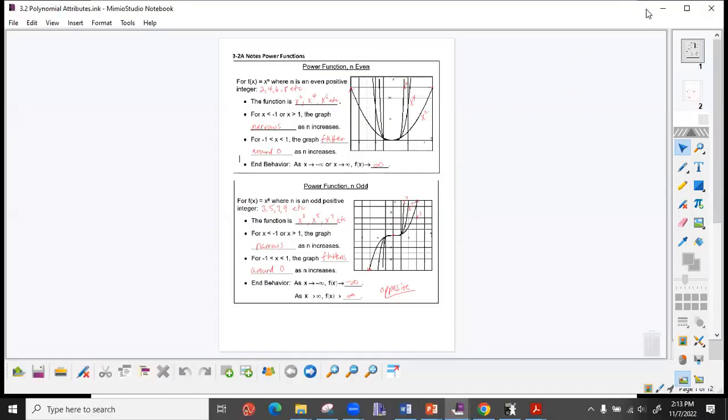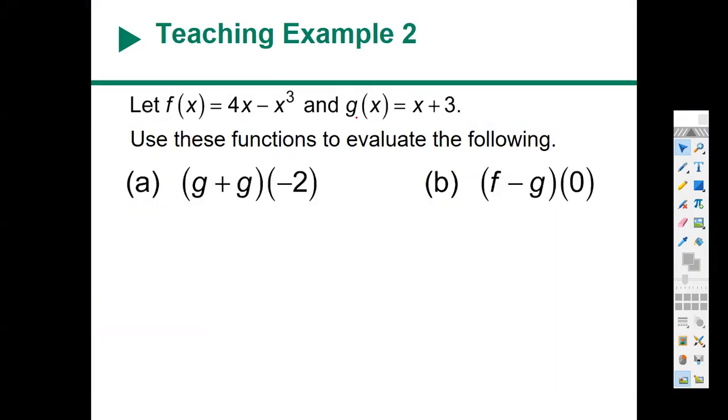g of x is x plus 3. So it says to add them together. So we have x plus 3 plus x plus 3. And what does that mean? What does that simplify to? x plus 3. Negative 3? What do you mean? What does this simplify to? Not x squared, but just 2x plus 6.